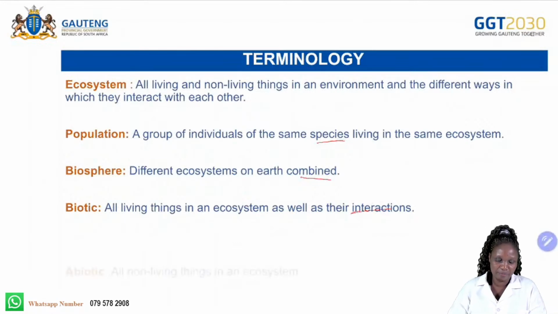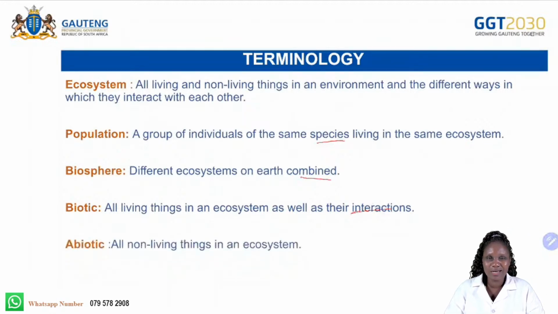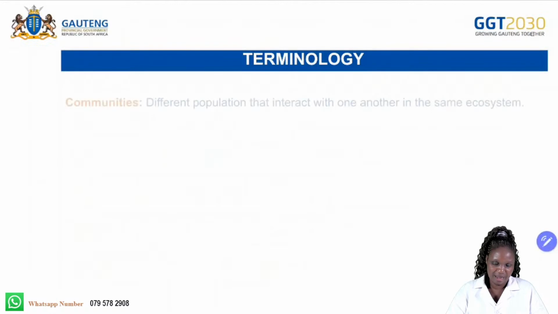All right, we've got abiotic. All these are non-living things in an ecosystem. For example, we've got rocks, we've got water, temperature, wind. These are non-living. They are abiotic, and they influence which type of species can survive in an area. Let's move on, grade 8.